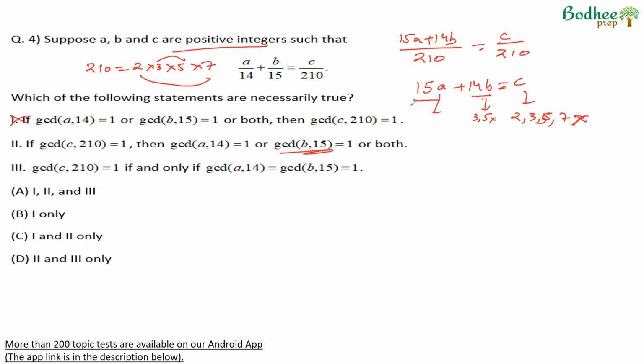Similarly, if I look at this, since c is not a multiple of 5 and 7, and 14b is a multiple of 2 and 7, sorry.